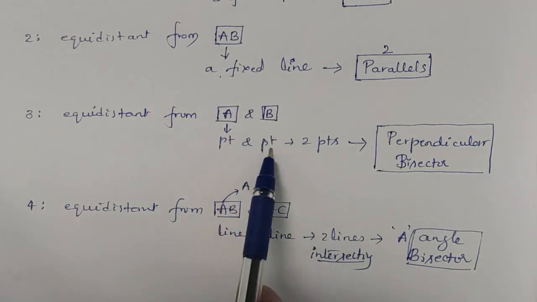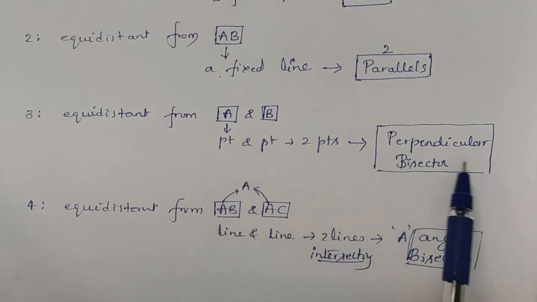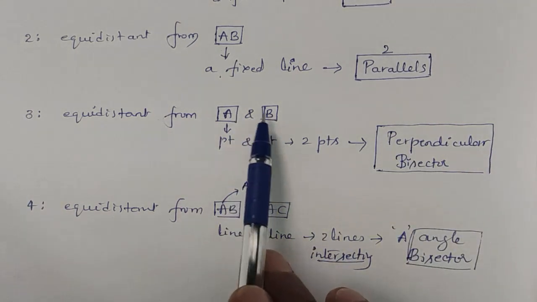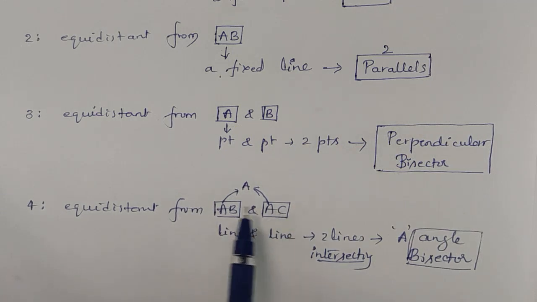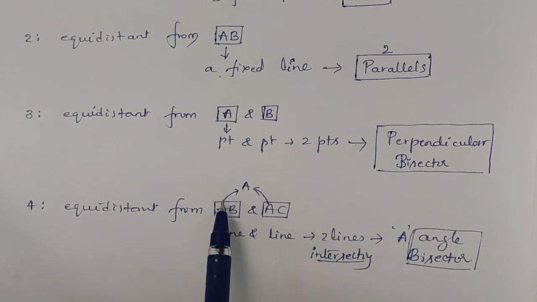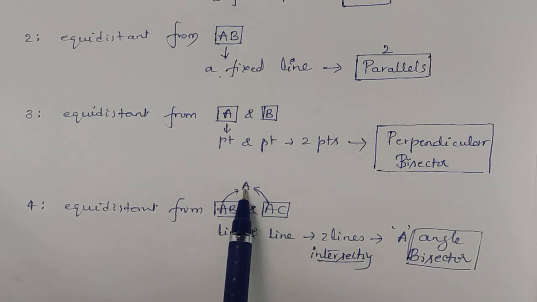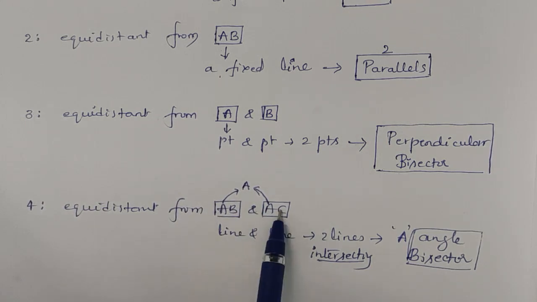When two points are given, we draw the perpendicular bisector. Take more than half the distance between those two points and bisect. When two lines are given, AB is a line and AC is a line. These two lines are intersecting lines. When two intersecting lines are given, at what point are they intersecting? AB and AC intersect at A. This common A tells us A is the intersecting point.